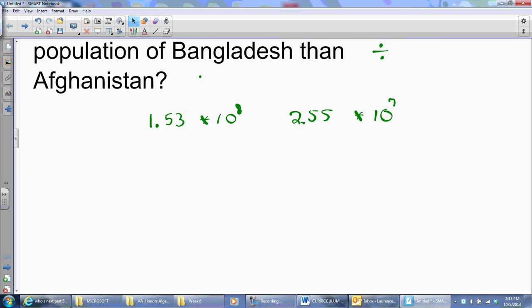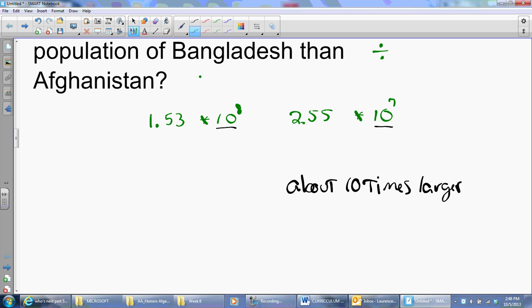Okay, first of all, I need to see how many times bigger this is than this. And after all the work we've been doing, that should be a simple thing. It should be about 10 times bigger. About 10 times larger. Okay. Now, this one here isn't so easy to see. I mean, I could guess because 1.5 isn't bigger than 2.5.